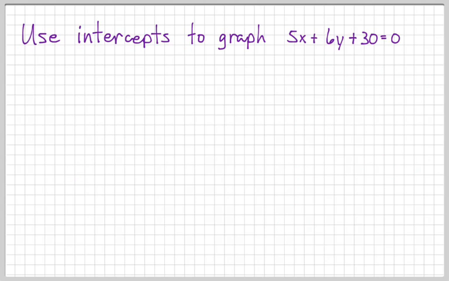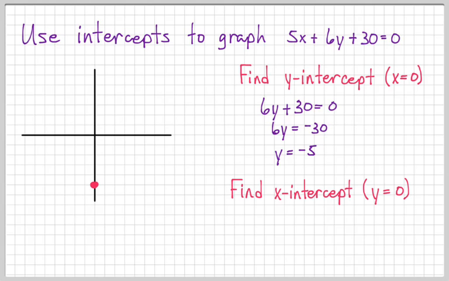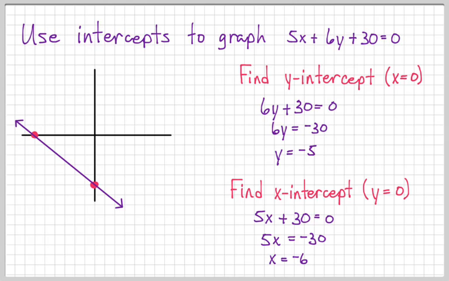Let's do another one. Here is 5x plus 6y plus 30 equals 0. If I find the y-intercept, I'm going to let the x term become 0. That'll give us 6y plus 30 equals 0. So 6y equals negative 30, so y equals negative 5. And here's our point on the y-axis, negative 5. And then to find the x-intercept, I'll plug in 0 for y. The y term becomes 0. And when I solve, I get x equals negative 6, which will be over here. Connect the dots. There's our line.